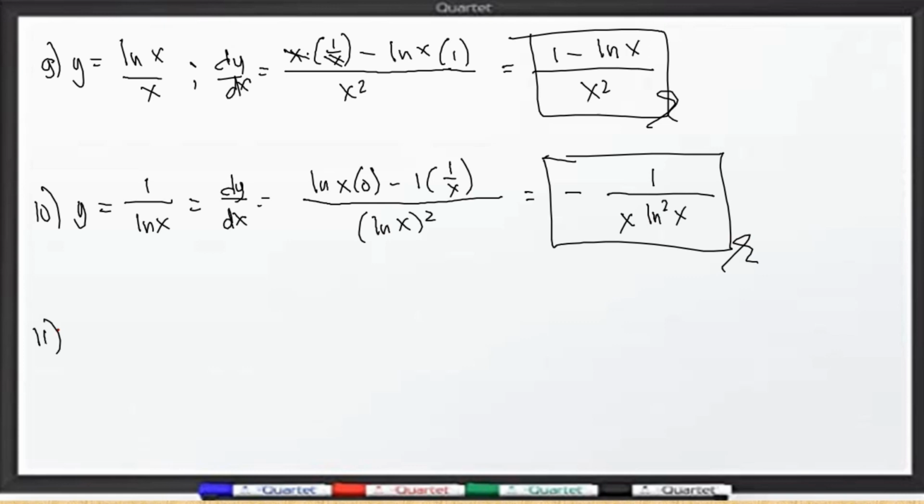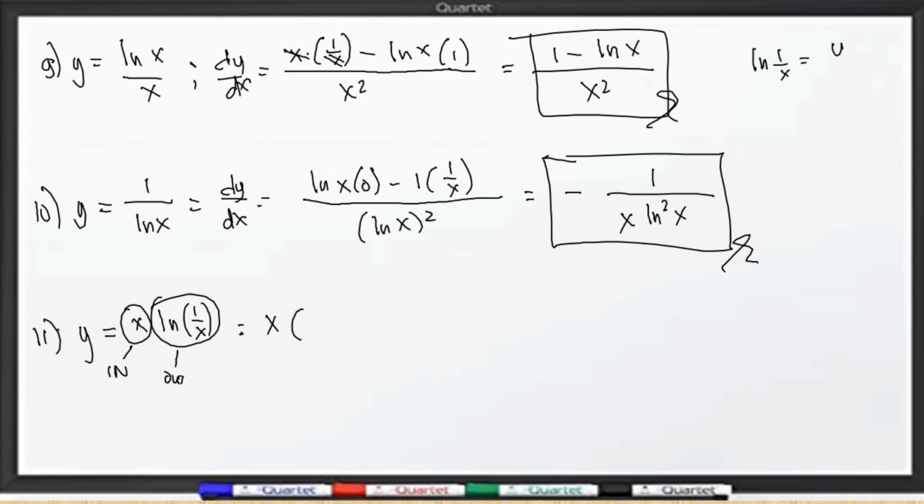Number 11 po tayo. What if y is equal to the product of x tsaka ln of 1 over x. Ayan. So, meron po tayong product. Ito po yung tawagin nating inside at ito po yung tawagin nating outside. So, ang sabi po sa atin, inside x, the derivative of the outside. What is the derivative of ln of 1 over x?